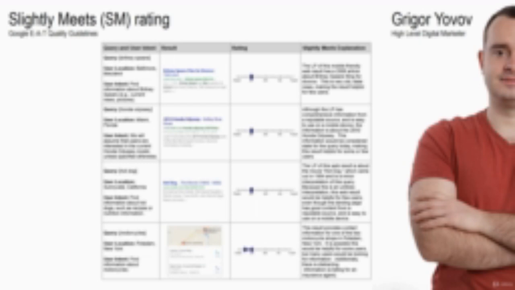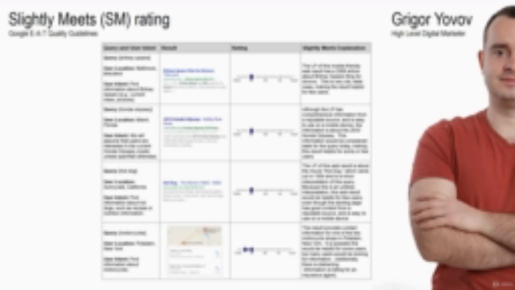And you can see that the result is from tmz.com. The LP of this mobile-friendly web result has a 2006 article about Britney Spears filing for divorce. This is very old, stale news, making the result helpful for just a few users, and this is the reason it gets the slightly meets rating.